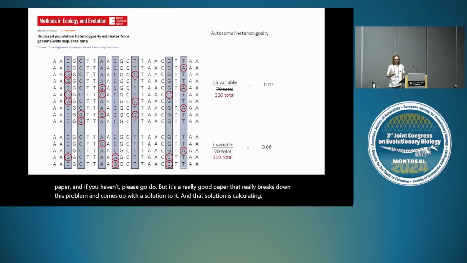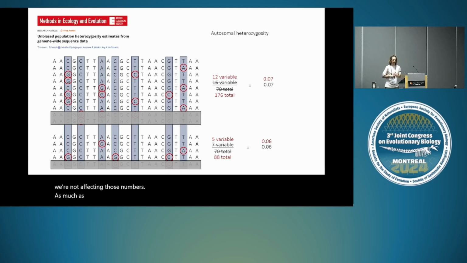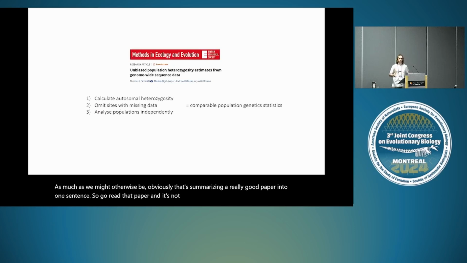So briefly, the basic difference between that traditional SNP-based measure and autosomal heterozygosity is that rather than considering just where there is variation throughout the genome, we consider all the sites. So that means when we are removing individuals, we're not affecting those numbers as much as we might otherwise be. Obviously, that's summarising a really good paper into one sentence, so go read that paper. And it's not my work, so I don't want to go into it too much.